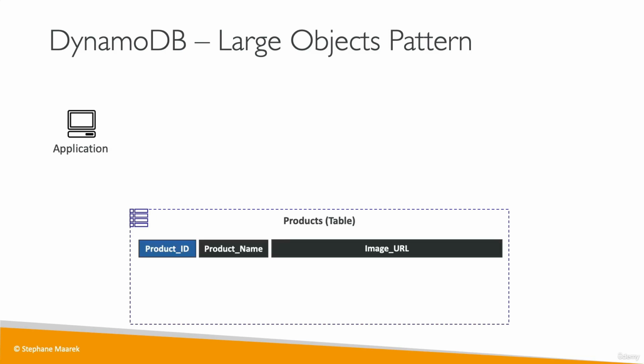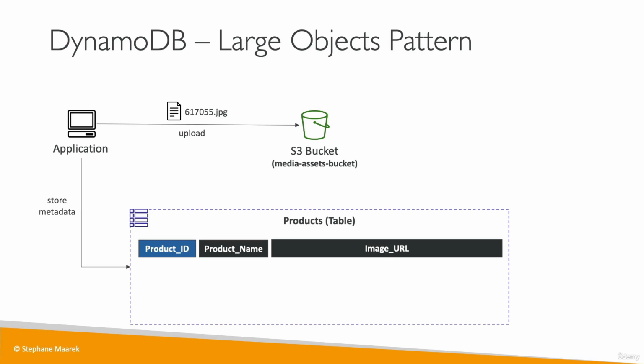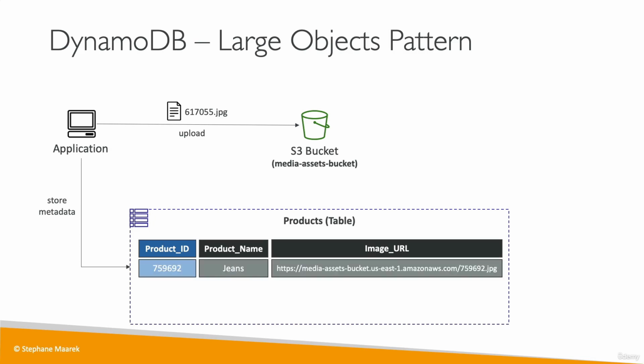So instead, we're going to have an Amazon S3 bucket that will contain our large objects. So what is the process to upload a large object? Well, say we upload an image into Amazon S3, we're going to get back an object key. And we're going to store this metadata from the application into DynamoDB. So we'll have a product ID, a product name, and then an image URL, which is a pointer directly into Amazon S3. Now, we've effectively stored a very small amount of data in our products table in DynamoDB, and we stored the large item in Amazon S3.